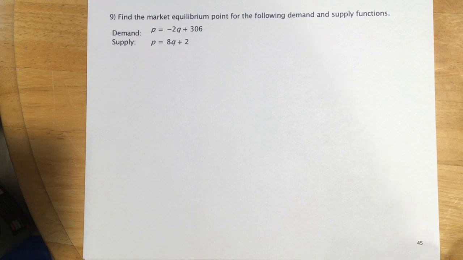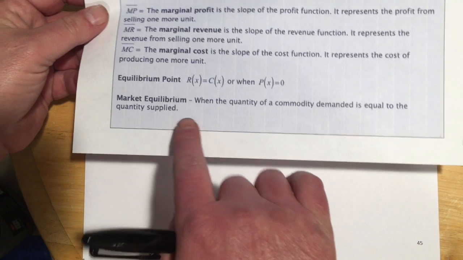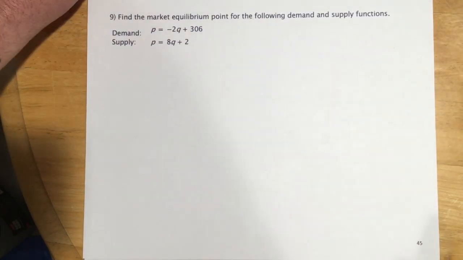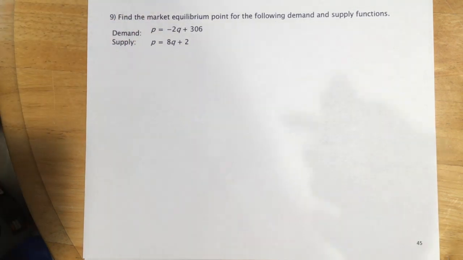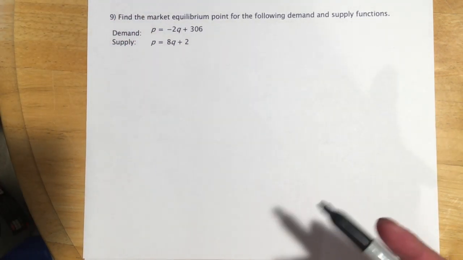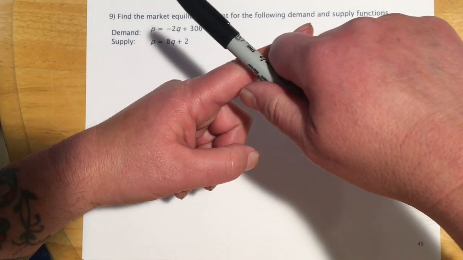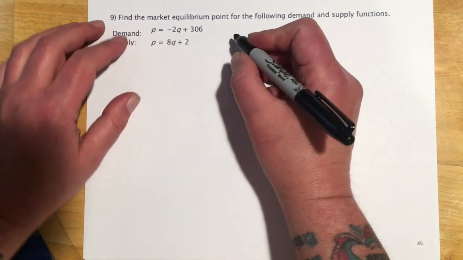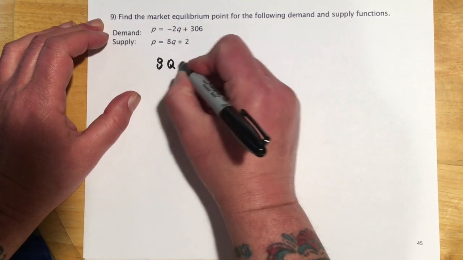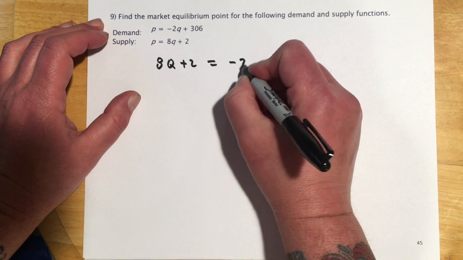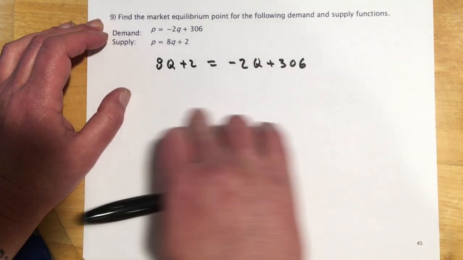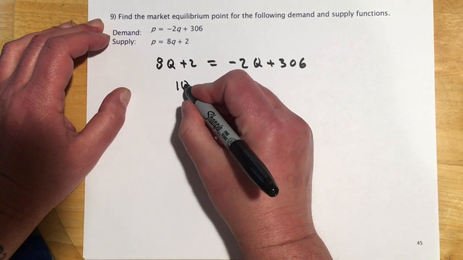Number 9 is find the market equilibrium point for the following demand and supply equations. So market equilibrium back here was when the quantity of the commodity demanded is equal to quantity supplied. So basically what we're doing is we're just setting these two equations equal to each other and solving, because the place where they cross, that's going to be where the equilibrium is. So since they both equal P, I can set them equal to each other and just do 8Q plus 2 equals negative 2Q plus 306. I'll bring the Q over and get 10Q.